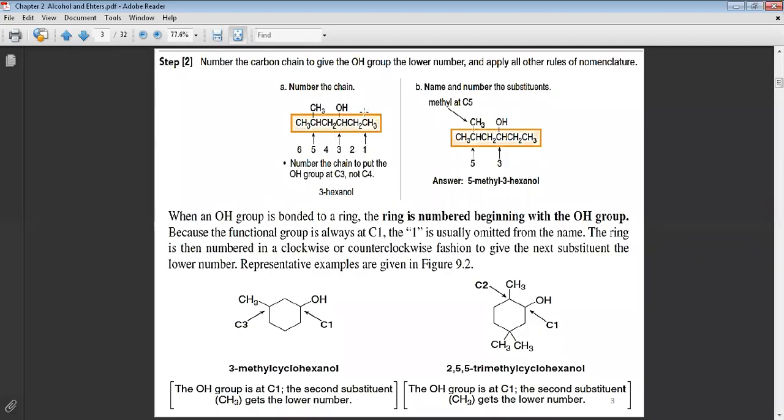Don't say 1, 2 because of the methyl taking the lower number. No, the methyl is not important. The hydroxyl group is the active group here. It is the functional group for this compound.